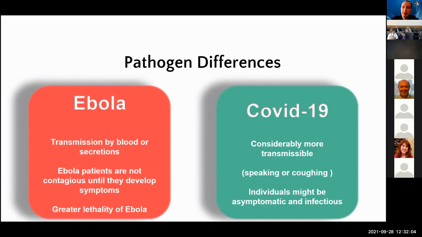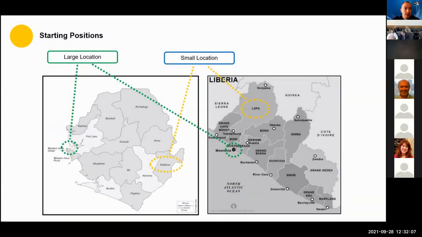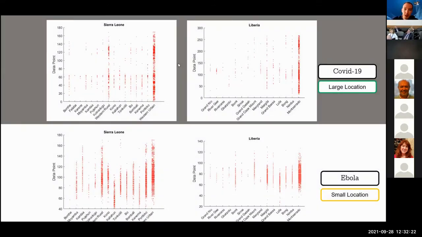But the interesting thing is when you look at where each started: one started in large locations and the other in small locations. Small locations for Ebola, large locations for COVID-19 through the airport from China, let's say. This is the best part, which I really got interested in. I was really surprised by what happened. You remember the slide a couple of slides ago, so you have COVID-19 and Ebola. Ebola is here. Just a moment.